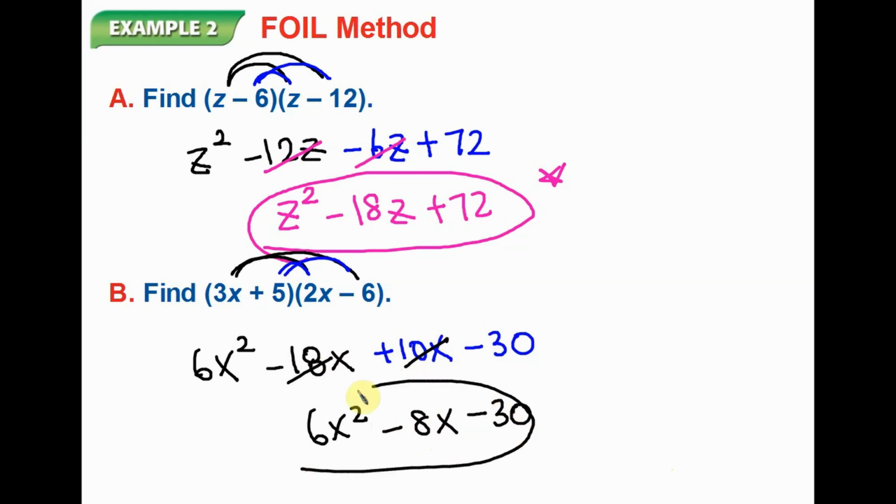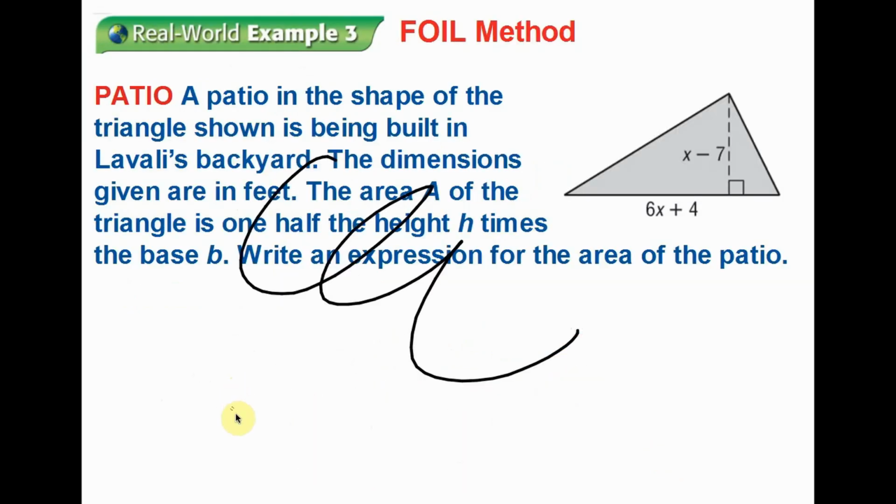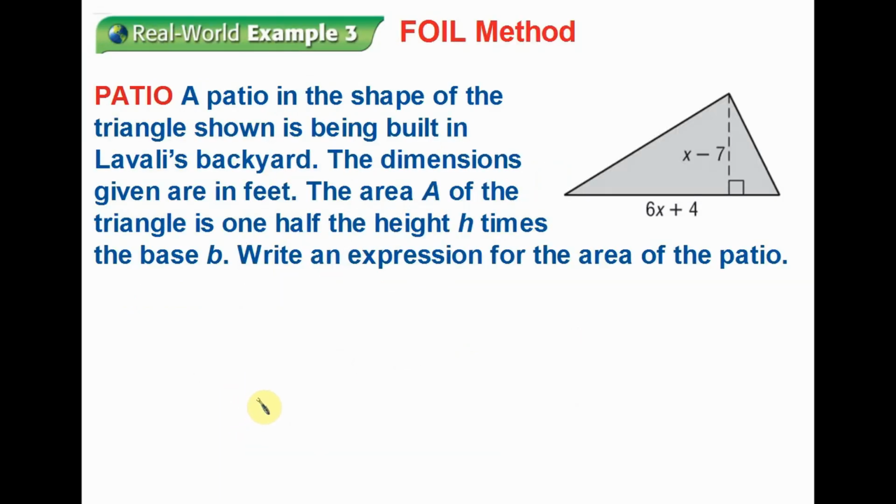That's the product of another polynomial. Here's real-world example 3. A patio in the shape of the triangle shown is being built in La Vallee's backyard. The dimensions given are in feet. The area A of the triangle is 1/2 the height h times the base b. Write an expression for the area of the patio. So they're actually giving you how to find the area.